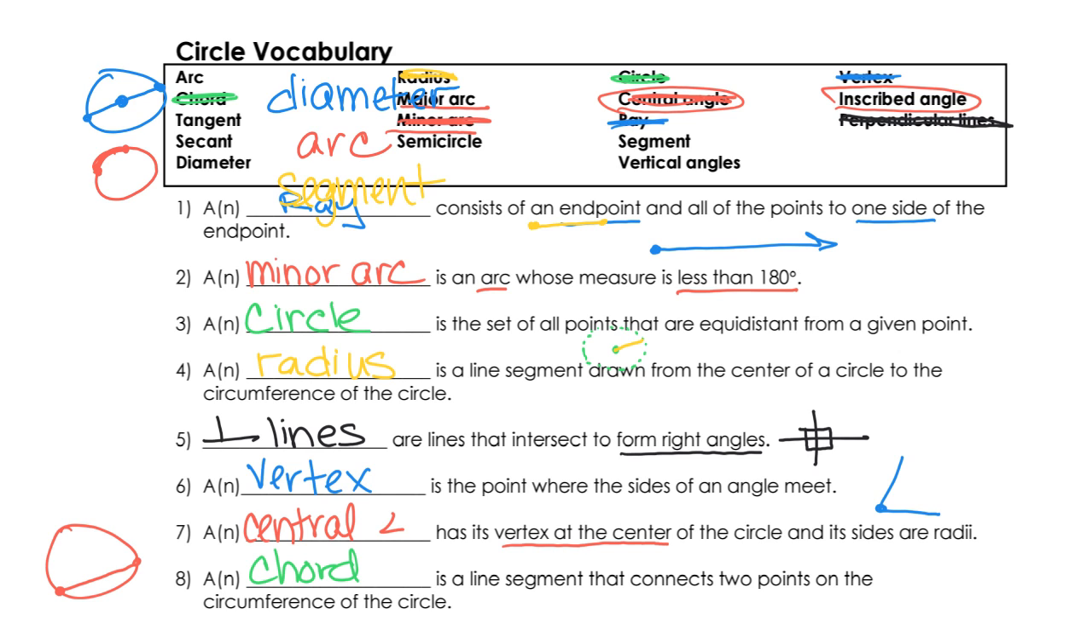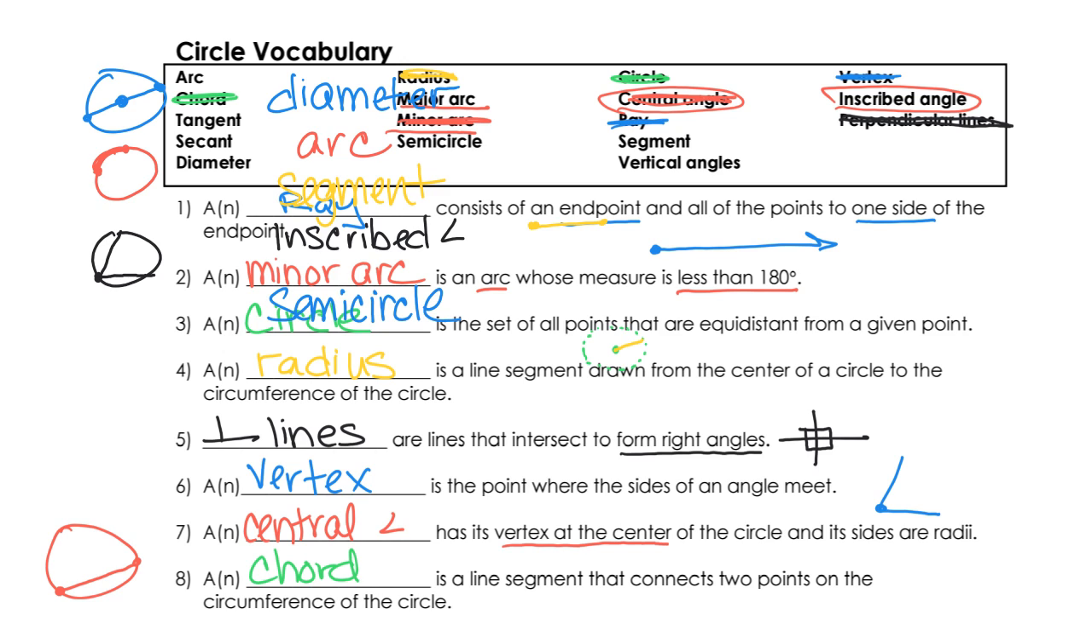Number 12, a blank is an angle whose vertex is on the circle and whose sides are chords. So vertex is on the circle, that's a chord, and that's a chord. This is called an inscribed angle. Okay. Number 13, a blank is 1/2 of a circle and contains 180 degrees. Half of a circle is called a semicircle.